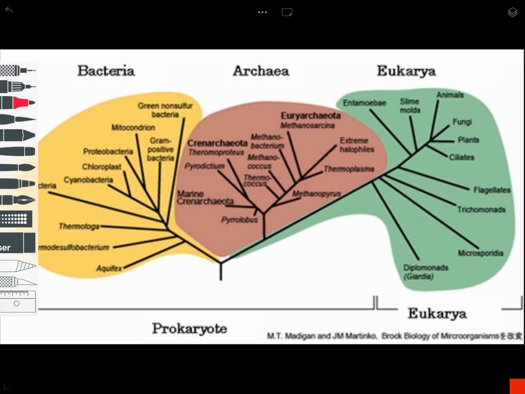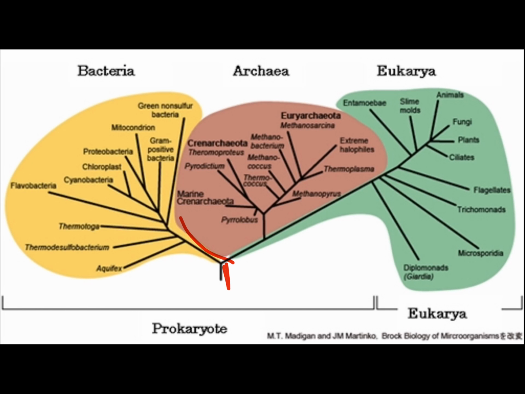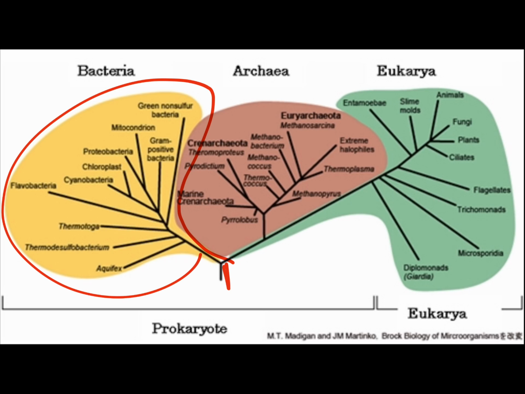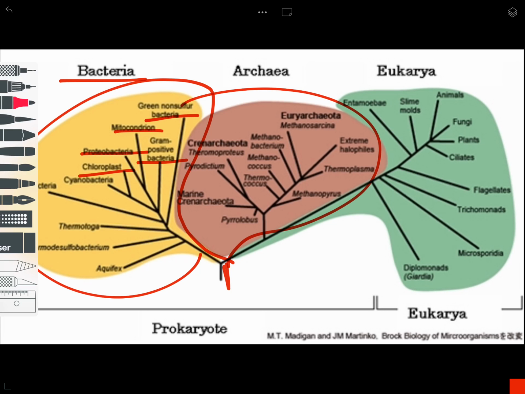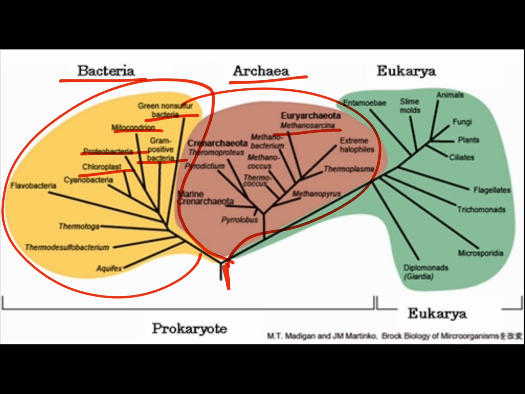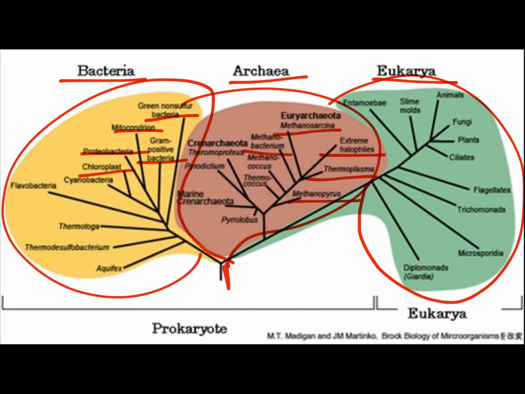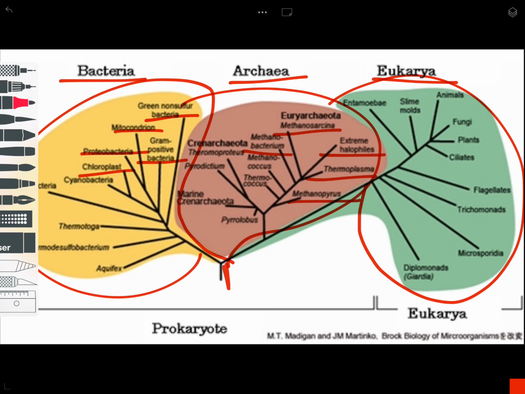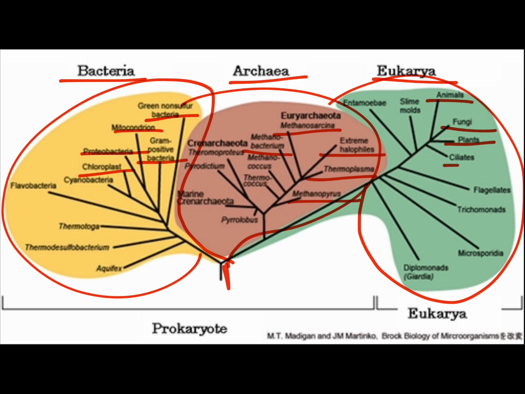Here is the origin of life on Earth, and at first, millions of years ago, there was only bacteria, and here are the subclasses of bacteria. Then archaea evolved, and they are also prokaryotes, and here are the subclasses of archaea. Then, only a few million years later, eukaryote cells evolved, and they are the most common, such as animal cells, fungi, and plants, and many more.